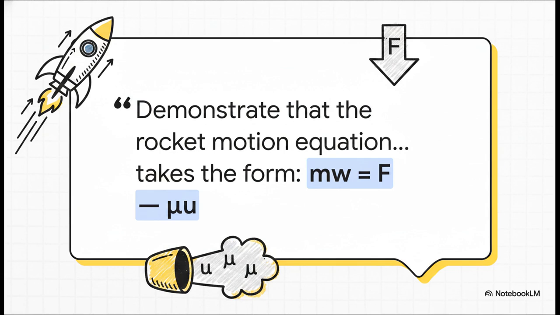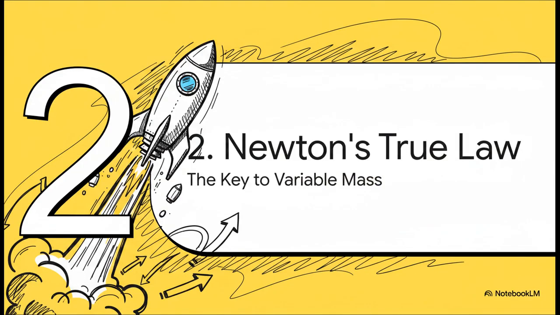And the new players here are mu and U. Mu is just how many kilograms of fuel gets shot out the back every second, and U is the speed of that exhaust relative to the rocket itself. So the whole reason our old friend F equals ma fails us here is because it's actually just a special case. It only works if mass is constant. To handle a rocket's changing mass, we have to go back to the source, to Newton's more general and, frankly, much more powerful second law.